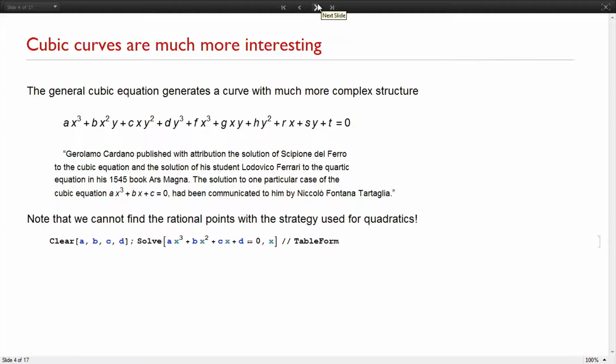Cubic curves are much more interesting. The general cubic equation, of course, has more terms. And it took up until the 16th century before the equivalent of the quadratic formula could be figured out. This group of colorful Italian mathematicians of the early Renaissance figured out a formula for the cubic equation and the quartic equation. And you can see why it's a little harder than the quadratic formula.